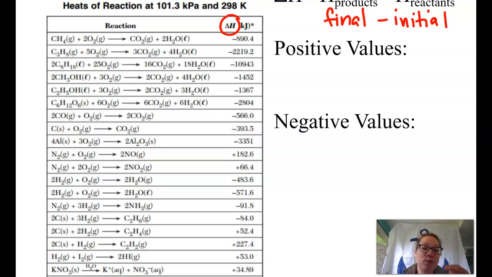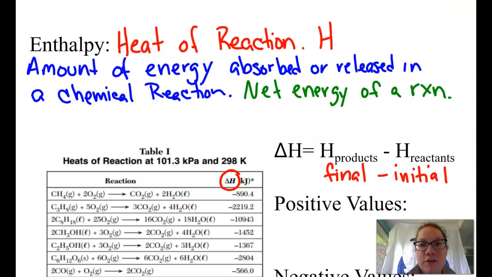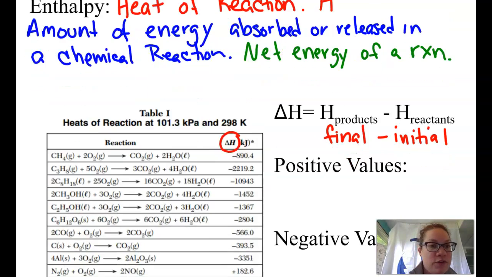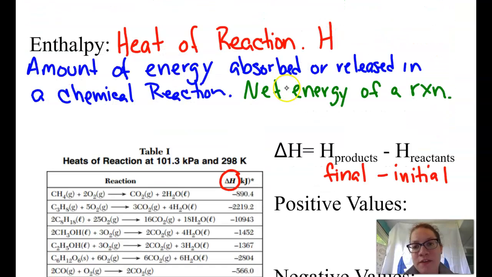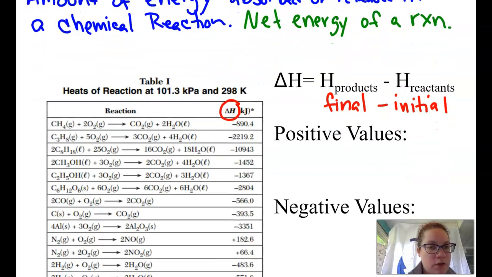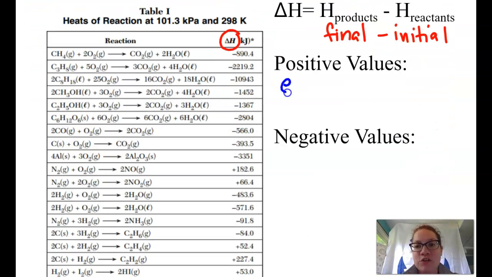We have absorbed energy. There's a word for this. What's the word for when energy enters the system? You got it. You've known this since September. That's called endothermic.